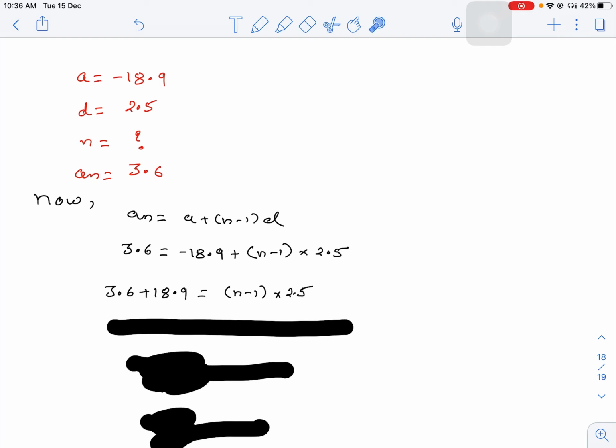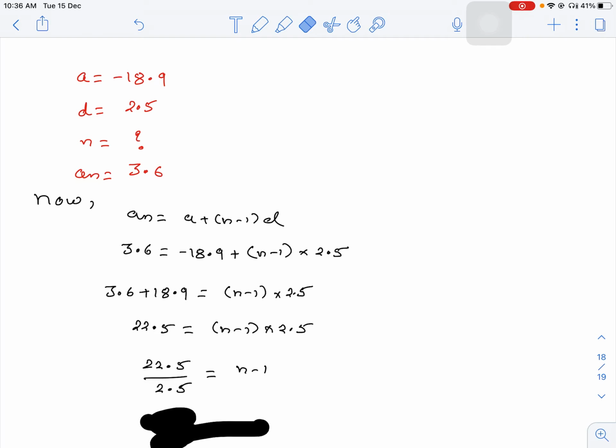Now in the next step, first we'll change the side of this minus 18.9. Here it is subtracting, on the other side it will add. Then the remaining as it is. Now 3.6 plus 18.9 gives 22.5. Finally, this 2.5 is multiplying here. If you change its side it will divide. So what you will get is 22.5 divided by 2.5 equals n minus 1.